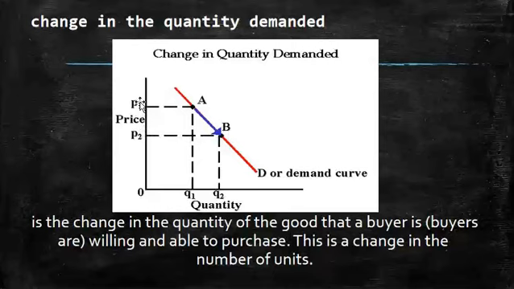Unfortunately, the following week, tumaas yung presyo ng chocolate. Let's say for instance, this is the price of chocolate. Tumaas ang price ng chocolate, naging 10 pesos siya. So sa pera mo na 10 pesos, magiging isa lang yung mapapurchase mo. It is the change in the quantity of good that the buyer or buyers are willing and able to purchase.